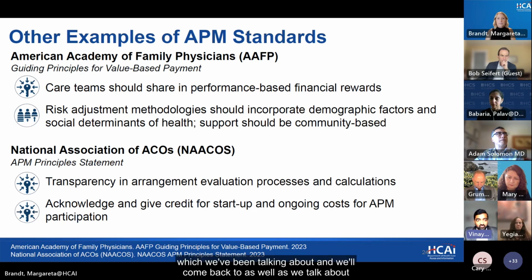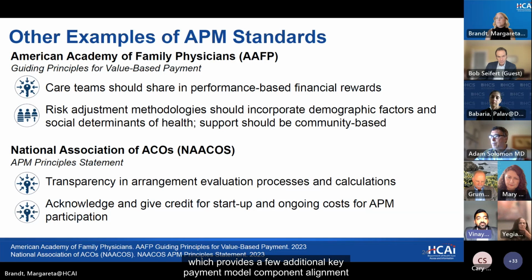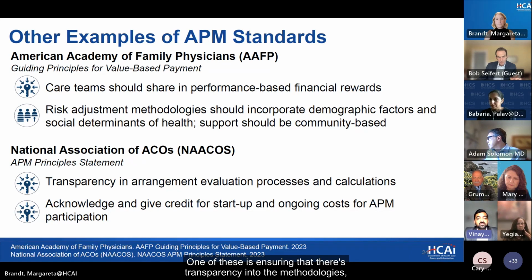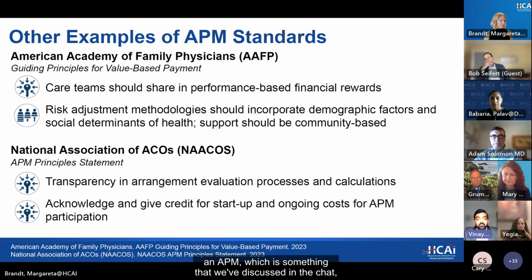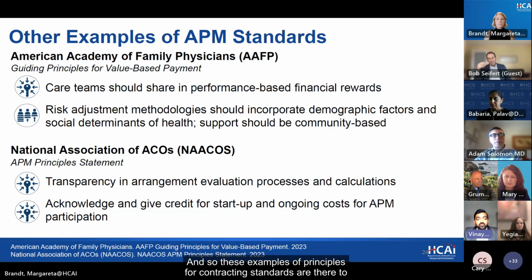Another growing area of interest, which we've been talking about and will come back to as we talk about OHCA's work here. The next example is the National Association for Accountable Care Organizations, which provides a few additional key payment model component alignment considerations. One of these is ensuring transparency into the methodologies, the calculations, and the results of all APM arrangement evaluation processes. This is another area where attribution fits into their principles. They also highlight that it's important to acknowledge the barrier to entry into an APM, which is something we've discussed in the chat and in comments, particularly when providers switch from fee-for-service arrangements, and to reward that participation accordingly. These examples of principles for contracting standards are there to guide payers and providers in achieving alignment to promote value-based payments.